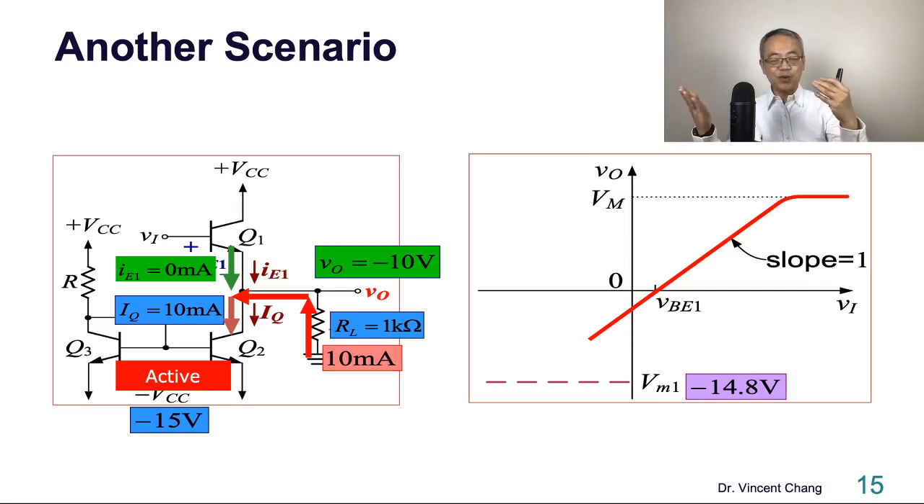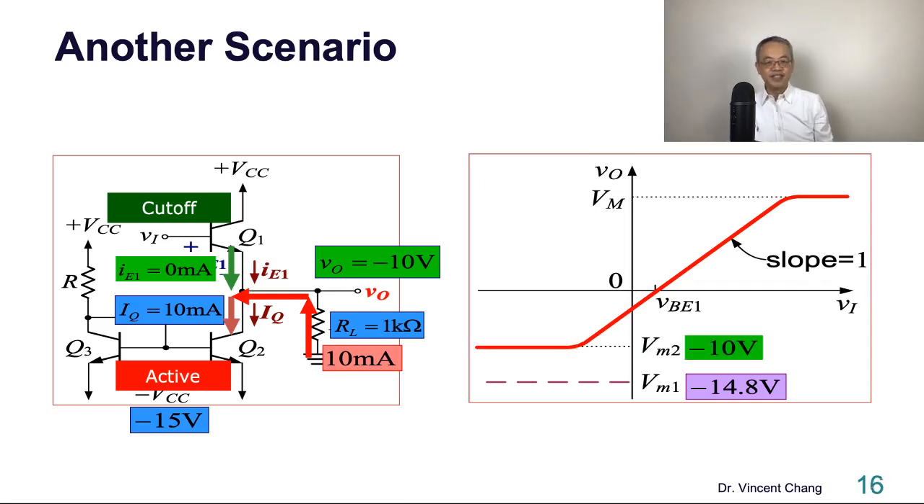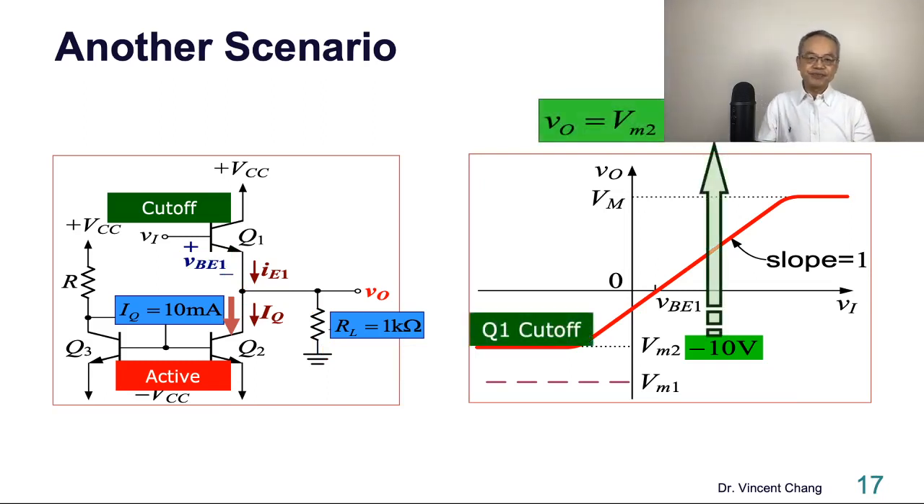So what's the mode of operation when there's no current flowing through the transistor? Cut off. So the negative saturation voltage will be limited by the cutoff of the emitter follower. So in this scenario, the negative saturation will be around negative 10 volt, limited by the cutoff of Q1, the emitter follower.